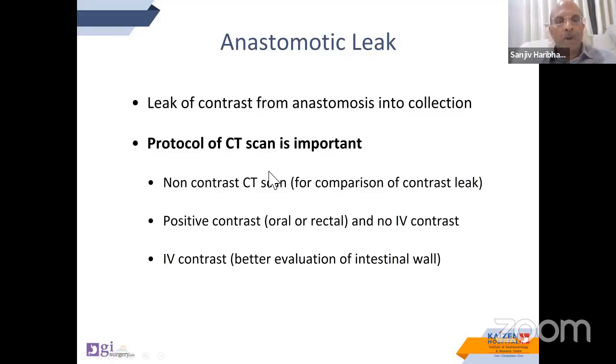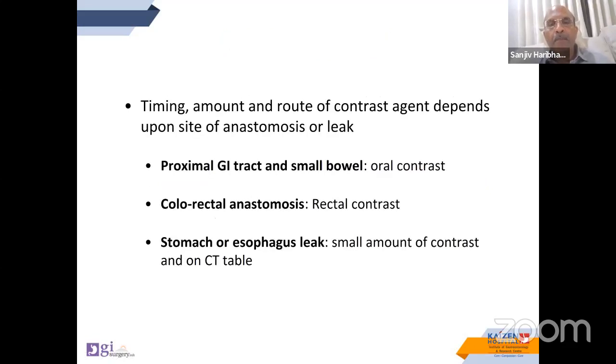The protocol of CT is important. We should use a non-contrast CT scan for comparison of contrast leak and positive contrast, and sometimes you can even avoid the IV contrast. But IV contrast will help us evaluate the collections and the bowel wall as well. So the timing, amount, and route of contrast agent depend on the site of anastomosis. For the proximal, you use the oral contrast. For the colorectal, use the rectal contrast.